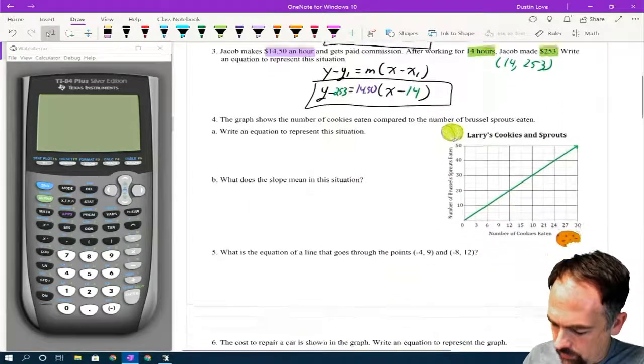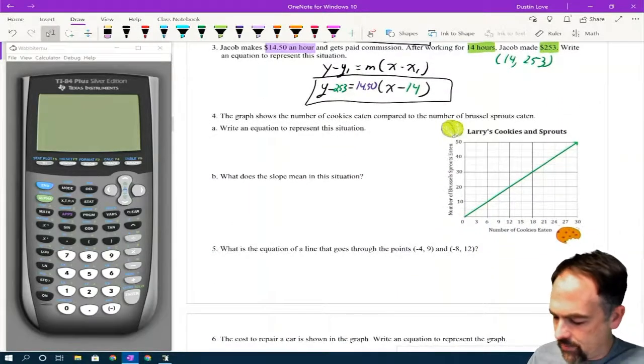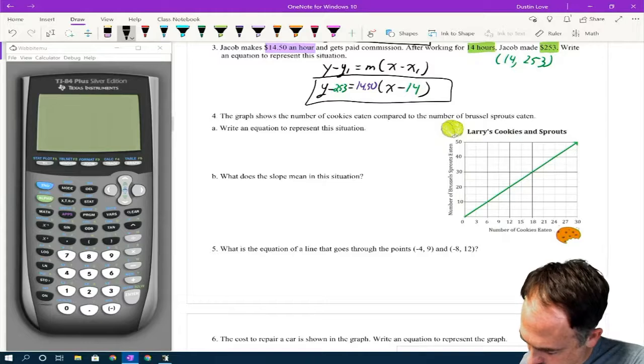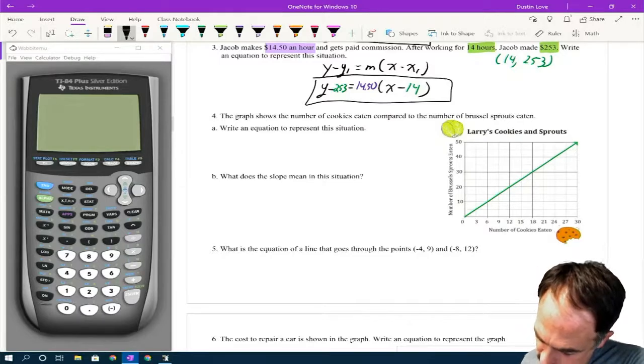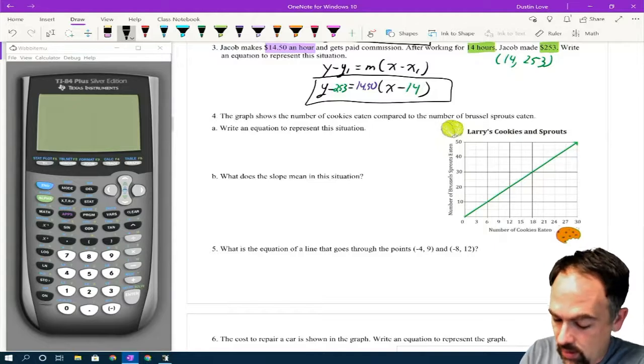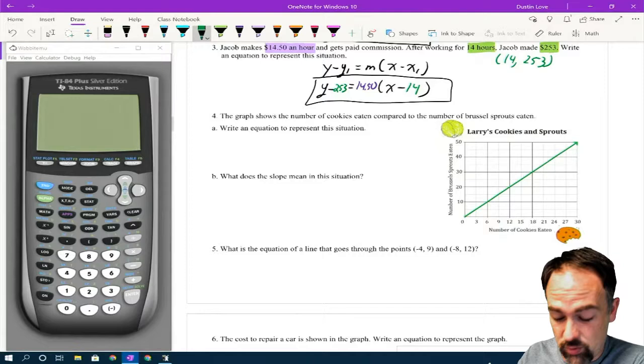Okay, number 4. Graph shows number of cookies eaten compared to the number of Brussels sprouts eaten. So let's look. We've got cookies and sprouts. So we got cookies eaten and Brussels sprouts eaten. It looks like as we eat cookies, we're also eating Brussels sprouts, which makes no sense to me because Brussels sprouts are gross. Very healthy, but gross.